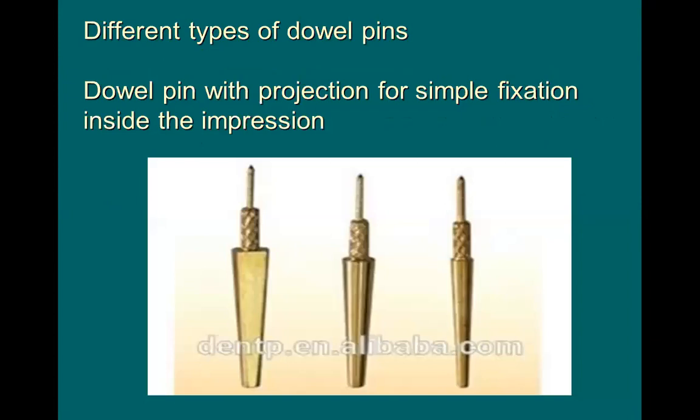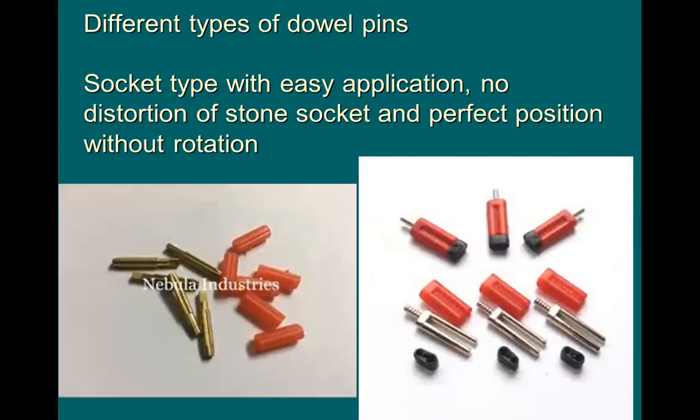There are different types of dowel pins. This is a dowel pin. Again, the same design, but it has a slight extension like a small pin, which makes it easy to be seated or fixed in the impression. Here is a dowel pin with a socket. This socket will make for perfect seating of the pin in the cast.